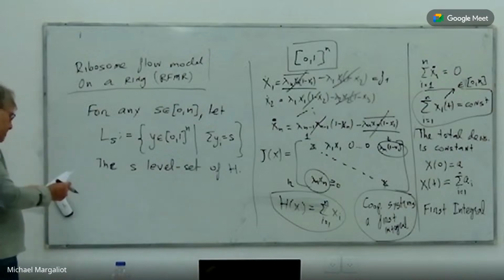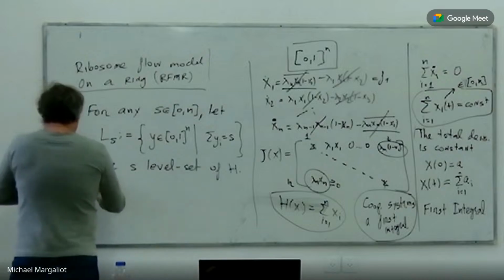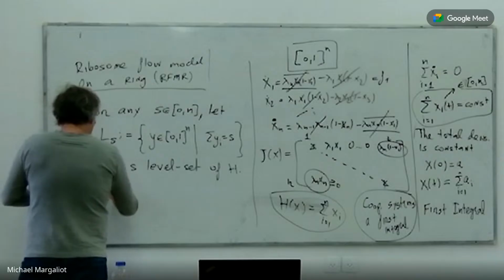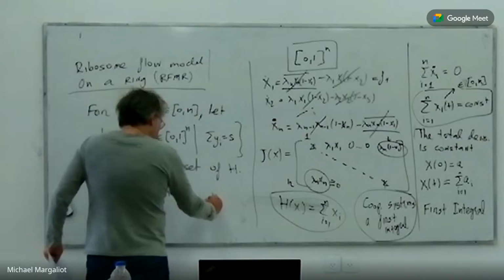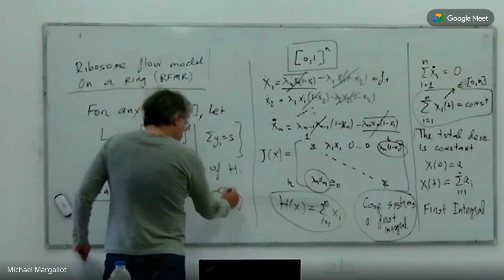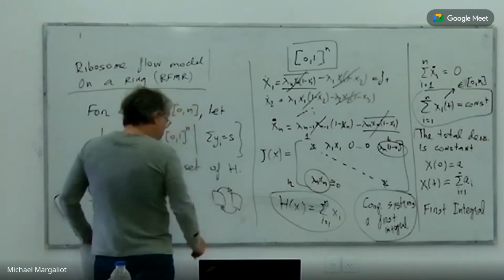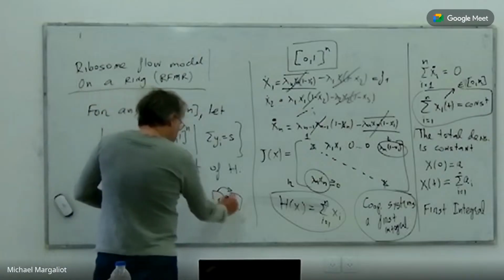And I want to look at all the points in my state space where the first integral is exactly s. So for example, let's make an example to make this clearer. For example, assume that n is 2, so we have just two sites with a circular chain, site 1 and site 2.